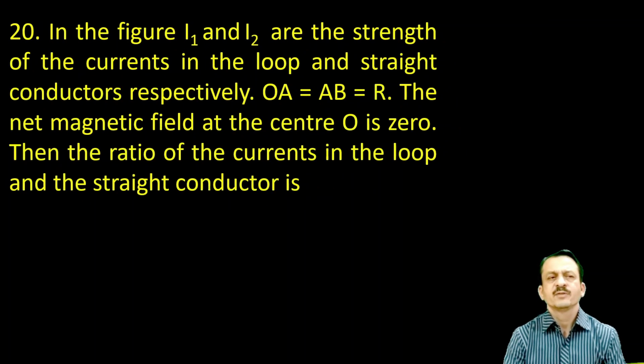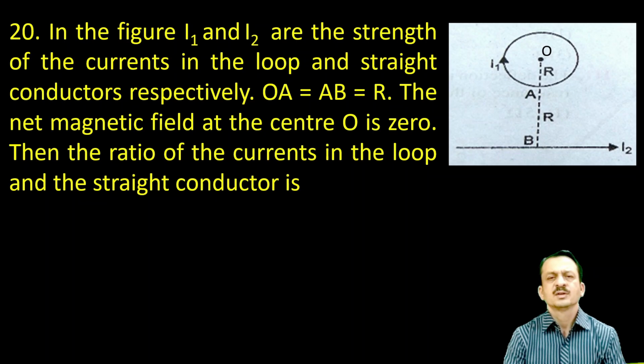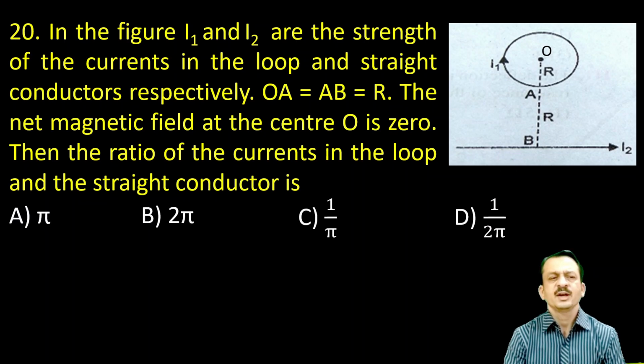In the figure, I1 and I2 are the strength of the currents in the loop and the straight conductors respectively. OA is equal to AB is equal to R. The net magnetic field at the center O is 0. Then the ratio of the currents in the loop and the straight conductor is: now look at the diagram, this is the diagram. Now look at the options: A pi, B 2 pi, C 1 by pi and D 1 by 2 pi.